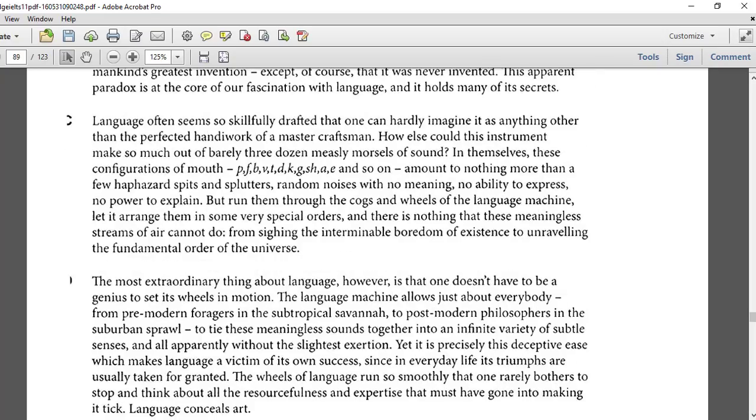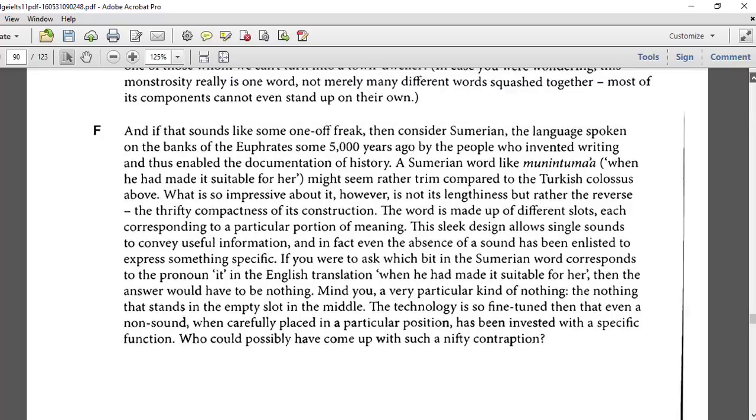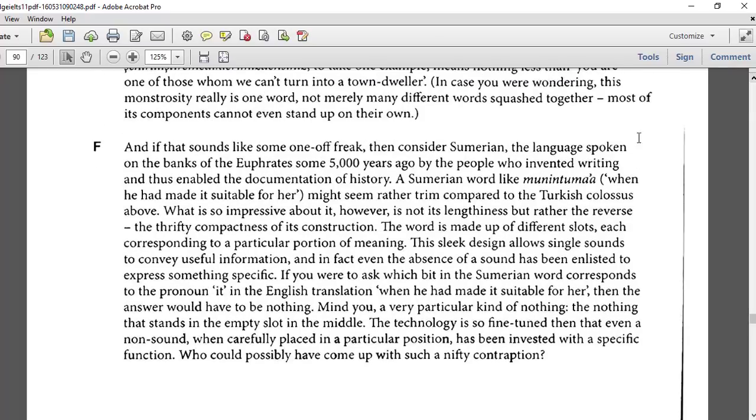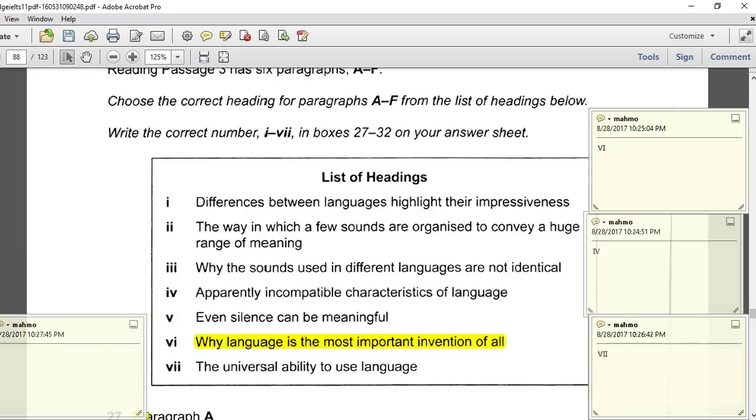Paragraph F, the last paragraph. And if that sounds like a lot, consider Sumerian. You first compare the Turkish. Again, talking about differences in foreign languages. The word made it effective. Okay, I don't know. It's a bit tricky.